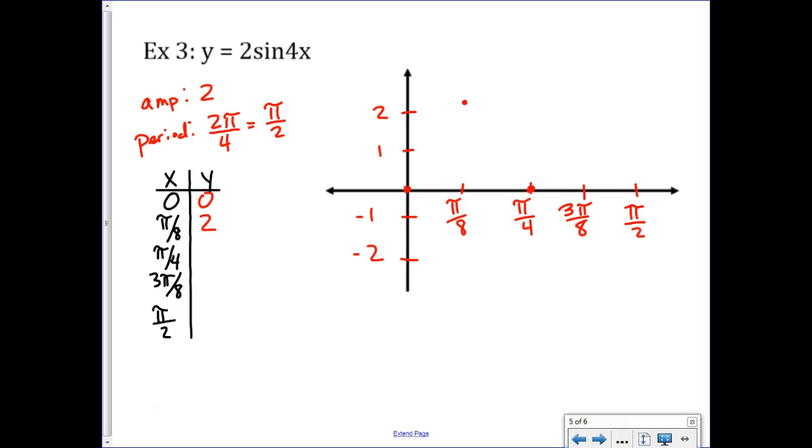So at pi over 4, we're back at 0. And then we know that our sine graph goes down to the bottom. So at 3 pi over 8, we're down to -2. And then we have completed one period, and we're back to 0 at pi over 2. So the graph shape still looks the same. We just are changing the values on the x and the y axis to match what is in our equation.